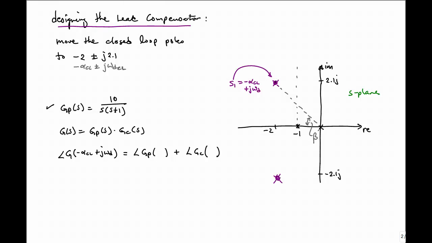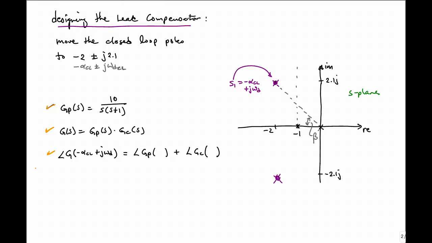So what we're going to do is consider the angle condition of our open loop system at that desired closed loop pole location, and determine what kind of angle deficit we have, which we will have to accommodate using our lead compensator. So we have GP is equal to 10 over S times S plus 1. The overall forward gain, G, is the product of GP and the compensator GC.